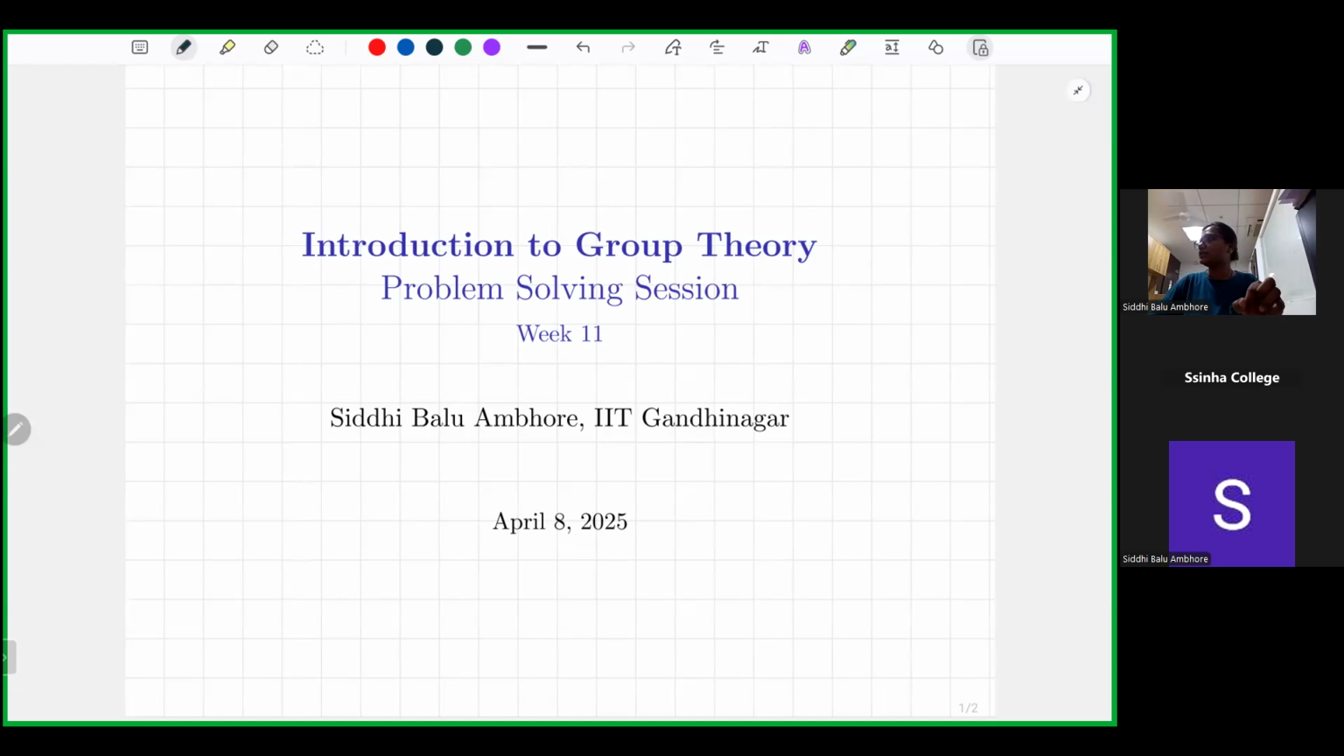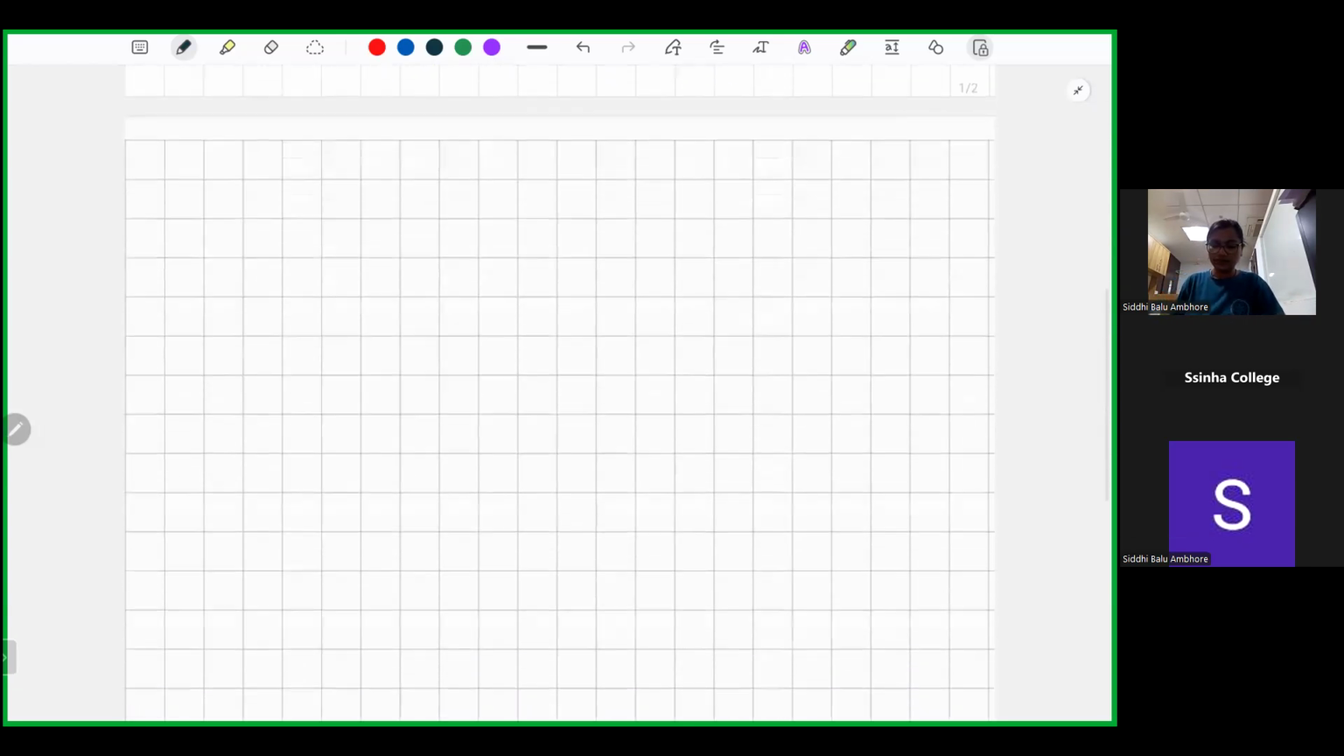Today we will solve problems related to the syllabus from week 11, that is problems related to symmetric group, alternating group, simplicity of alternating groups, and the sign map. So let us start with our first question.